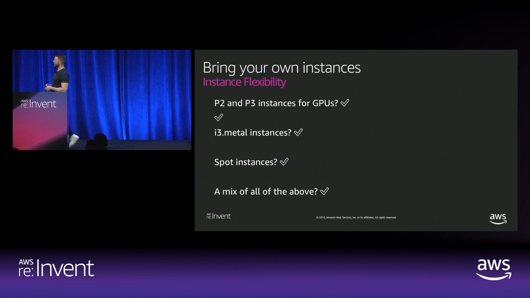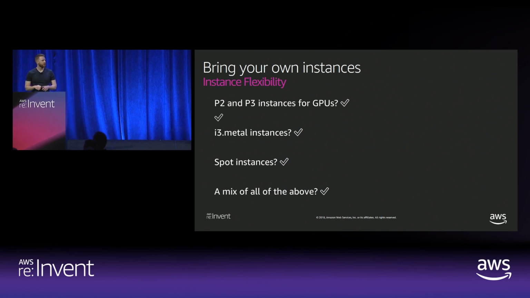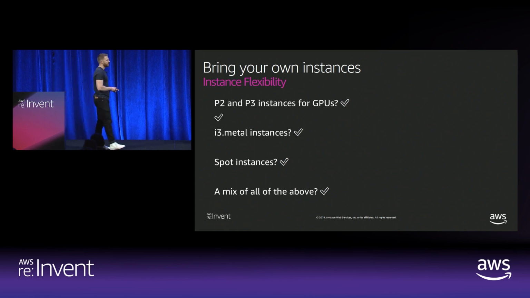So we have a lot of customers using P2s and P3s for GPU workloads. We have customers running i3 Metal instances. Our AMI works with this. Customers using Spot instances, EC2 Fleet. This is all available for you to use, and it works with EKS today.